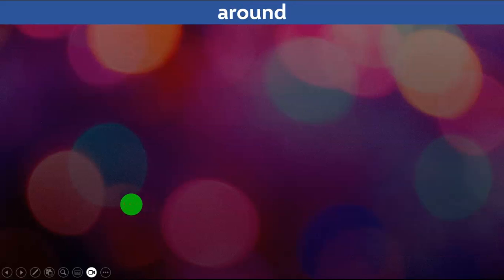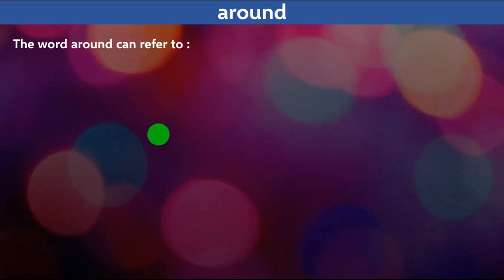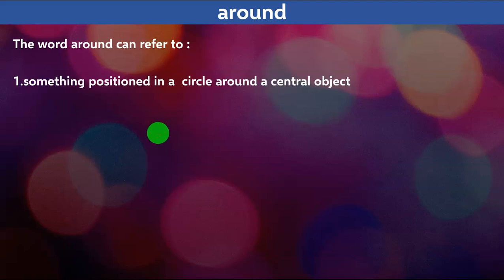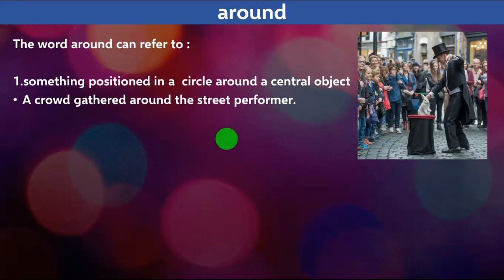Let's move on to the word around. The word around can refer to something positioned in a circle around a central object. Let's look at this photograph. What do you see out here? You see a street performer and you see people who have gathered around him. A crowd gathered around the street performer, right? So people like his performance. They are standing there and watching his performance. So they could be standing in a circle or a semicircle, but a crowd gathered around the street performer. Something positioned in a circle around a central object.